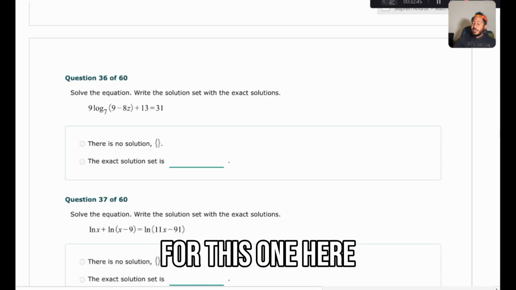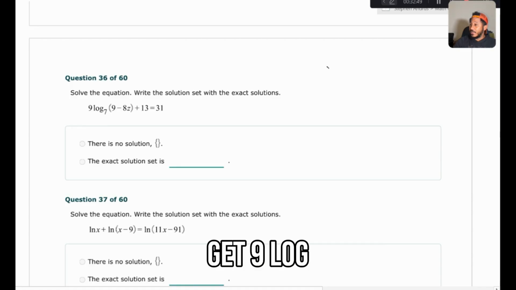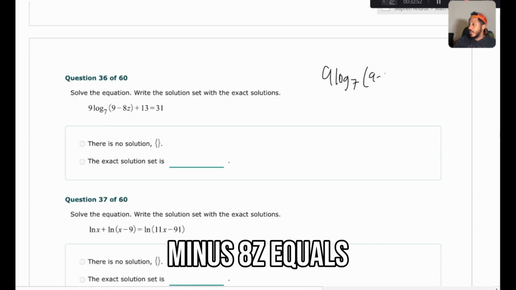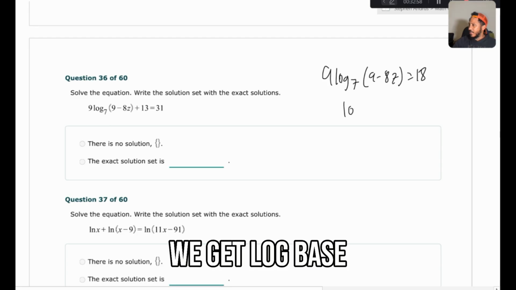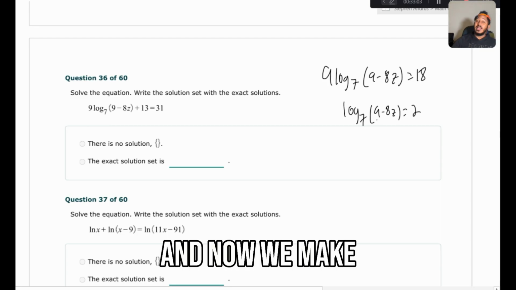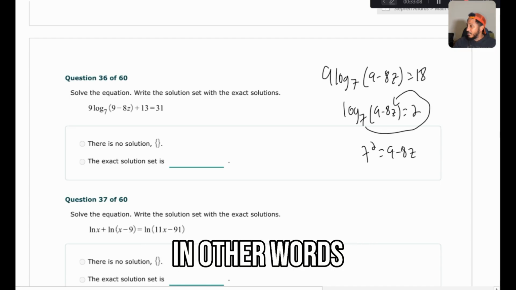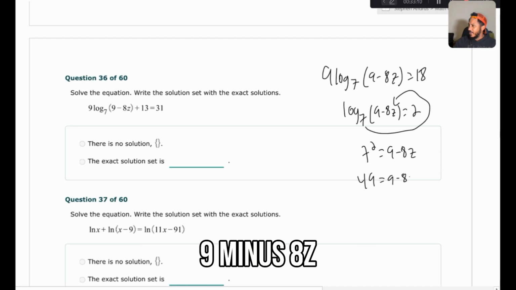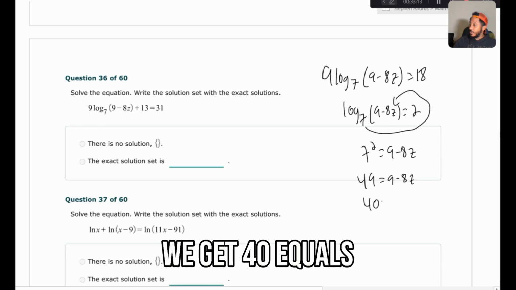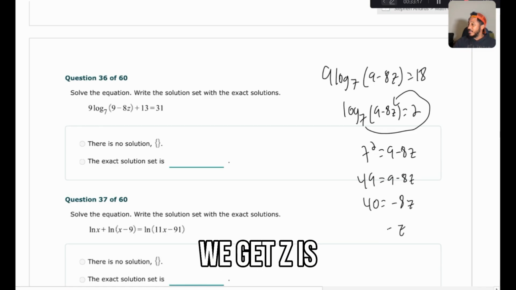All right, for this one here, it's a log equation. So first, let's isolate the log, right? So subtracting 13, we get 9 log base 7 of 9 minus 8z equals 18. Dividing by 9, we get log base 7 of 9 minus 8z equals 2. And now we make our circular motion. That's 7 squared equals 9 minus 8z. In other words, 49 equals 9 minus 8z. Subtracting 9, we get 40 equals negative 8z. And then dividing by negative 8, we get z is negative 5.